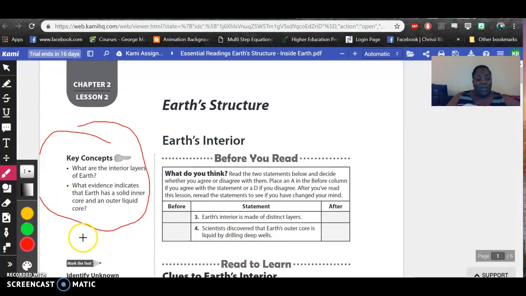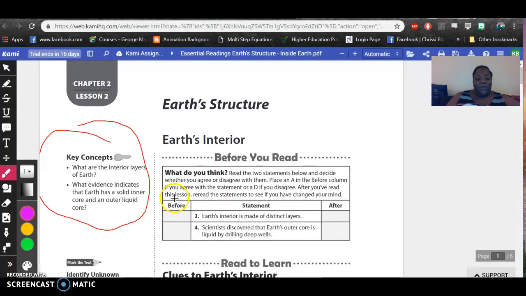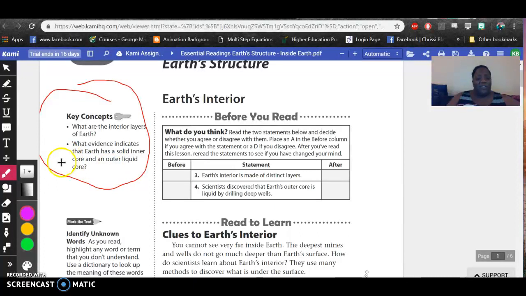Now, just for curiosity's sake, I know these answers, but I'm just going to say I disagree with everything. So I'm going to put a D here. You can put your choice, A for agree or D for disagree.